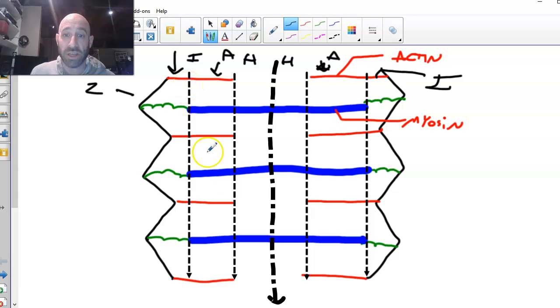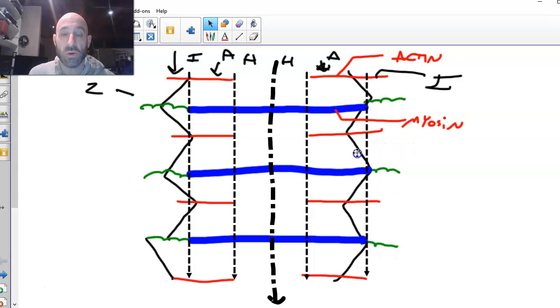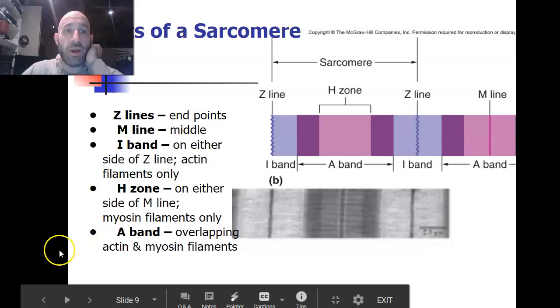And when this muscle actually contracts, what ends up happening is the Z line gets pulled inwards. So what you end up with is this would shorten in this way, this would shorten in this way, and the muscle will get shorter. So I know it's a lot, but let's see how we do with that. So just to finish up here, just the terminology.